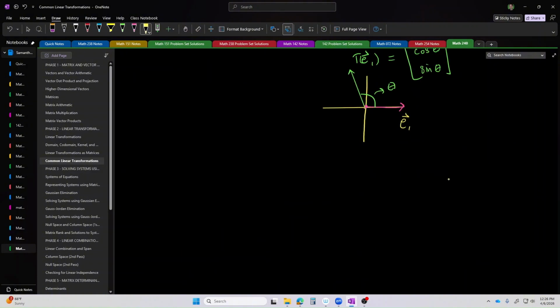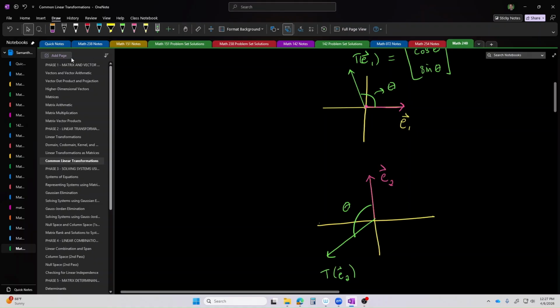Now, let's consider what happens if we apply that same transformation to the second standard basis vector, E2. If I apply this transformation to E2, the result is going to end up graphically somewhere maybe in quadrant number 3 if the angle theta is this large. A couple of different ways to go about doing this.